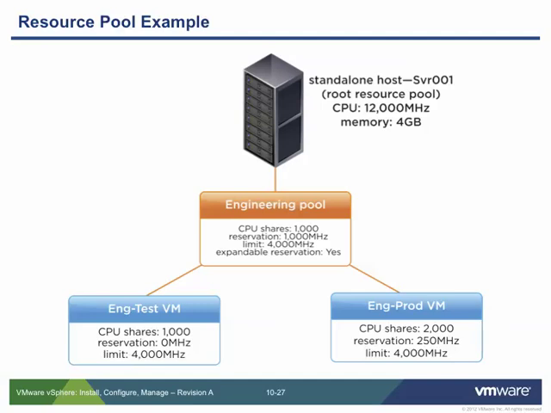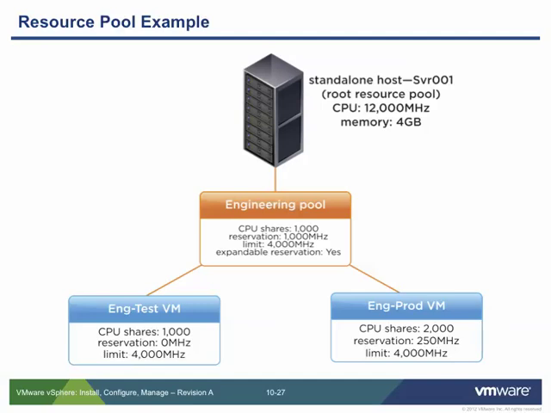Absolutely nothing, because there's nothing to relate it to. A single pool by itself assigning the CPU shares, again, it's relative to the siblings. In this case, there are no siblings yet. We'll see in a second. But the reservation of 1,000 megahertz does mean something. We can't add this engineering pool unless there was 1,000 megahertz of CPU available. Limit is 4,000, so it'll never use more than 4,000, and the expandable reservation is set to yes.